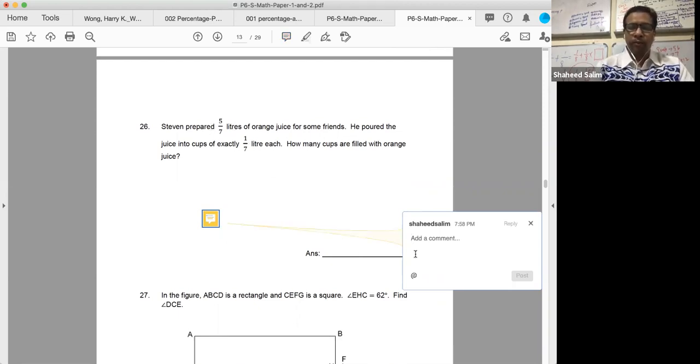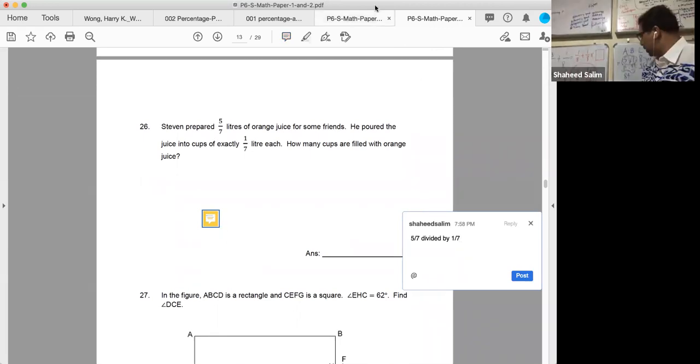So down here, 5 over 7 divided by 1 over 7. Then just cancel. You can get the answer. You will get 5. Okay. In case you want to know how it is, I just need to show you so that you're very, very clear.